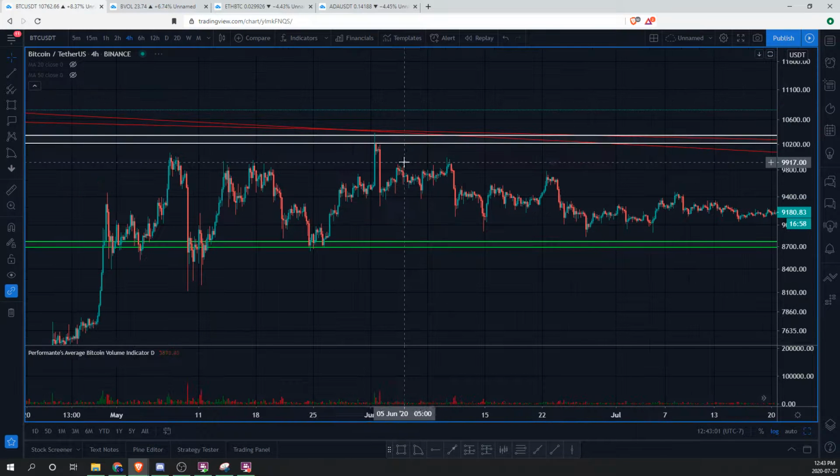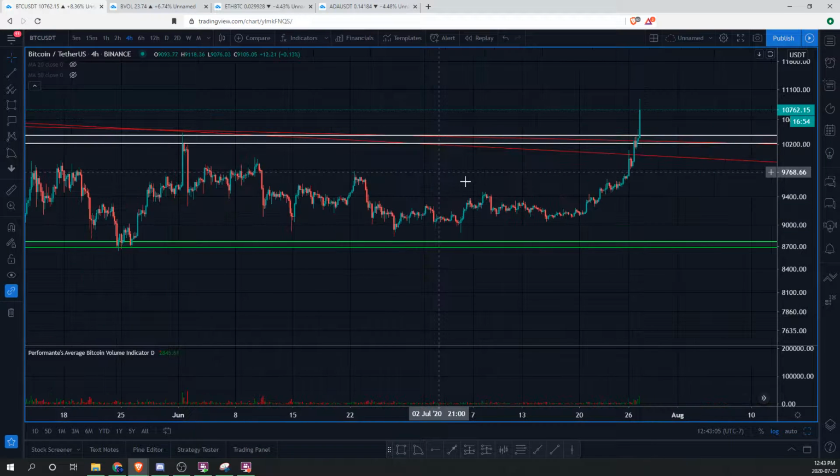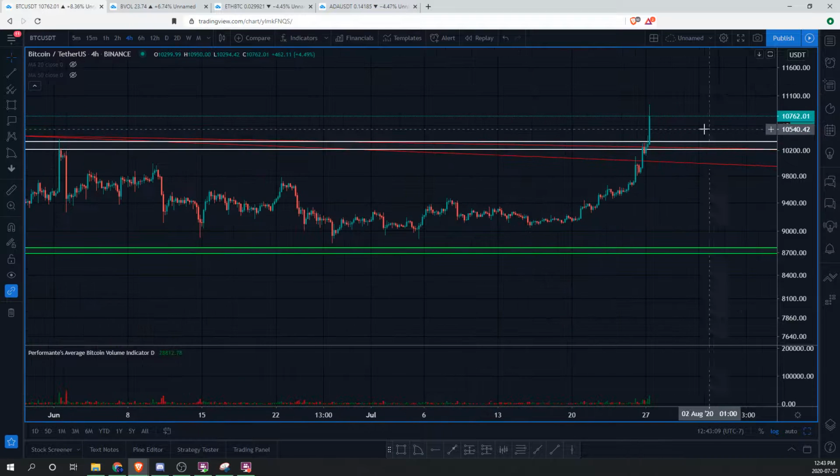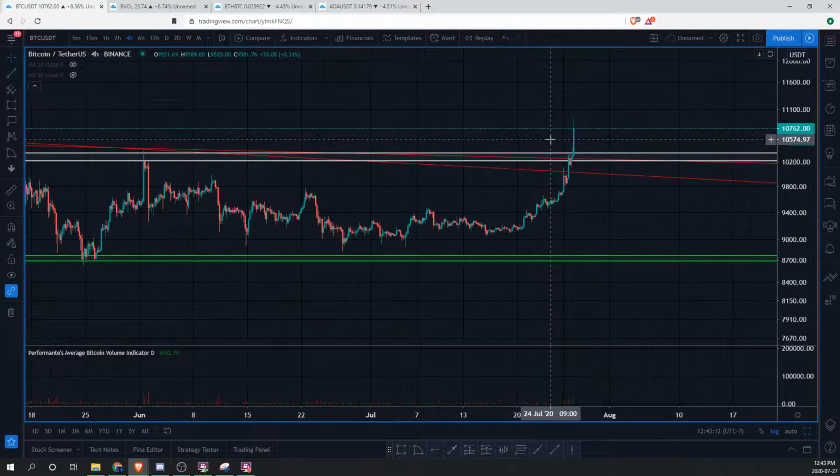Because last time, we could not hold above 10K. Right here, we could not hold. We got slammed right back down. But now with this next move, it does look like we're able to hold. So like I said, I'd say it's a little late at this point.